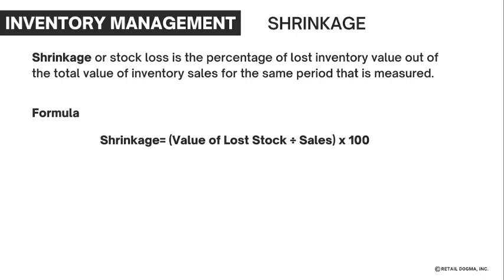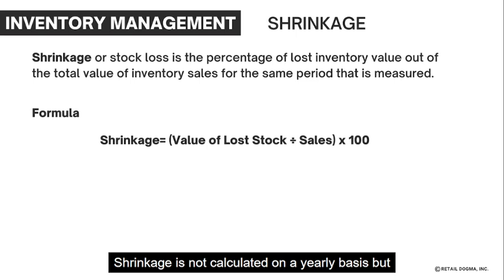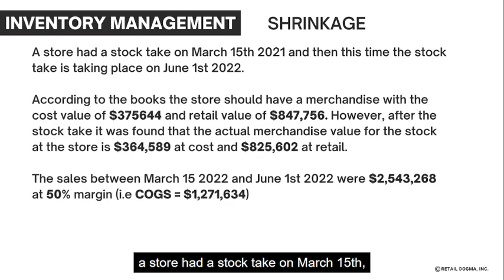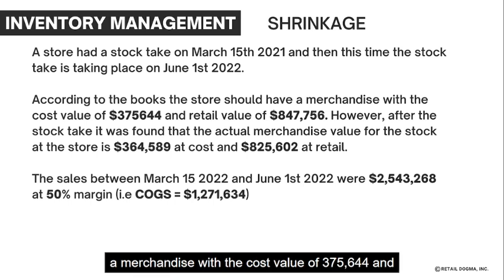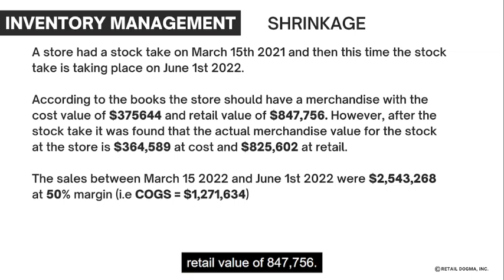Shrinkage is not calculated on a yearly basis, but rather on a period that extends between the last time a stock take has been taken and this stock take that we are calculating for. For example, a store had a stock take on March 15th, 2021, and then this time the stock take is taking place on June 1st, 2022. According to the books, the store should have a merchandise with the cost value of $375,644 and retail value of $847,756.